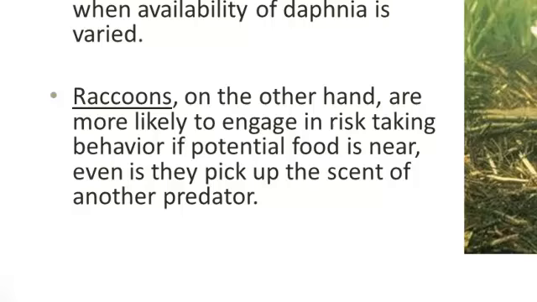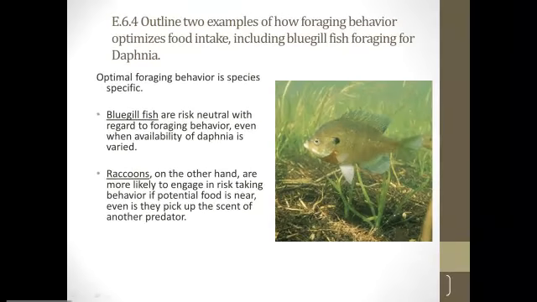So the bottom line here is that you have a behavior which all animals engage in, which is foraging behavior, and one is more risk averse than the other, meaning in this example the bluegill fish, and one animal is more risk prone, and those are the raccoons. And so the level to which a risk is engaged in for foraging behavior can be selected upon at a population level and at a species specific level.